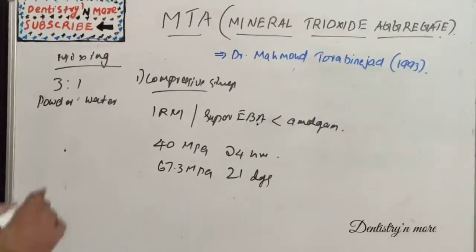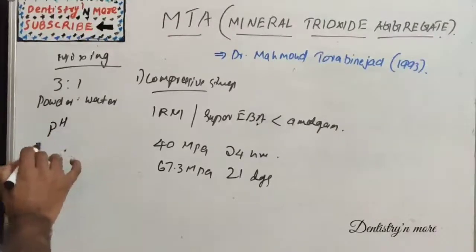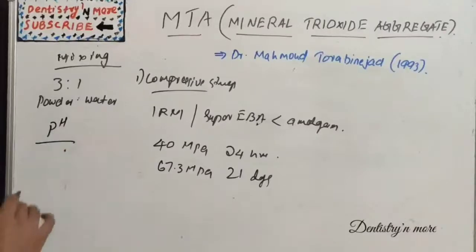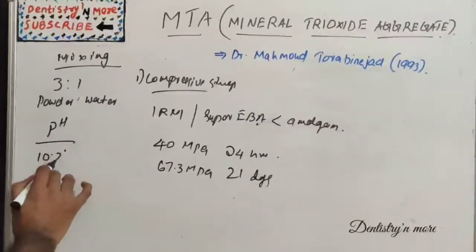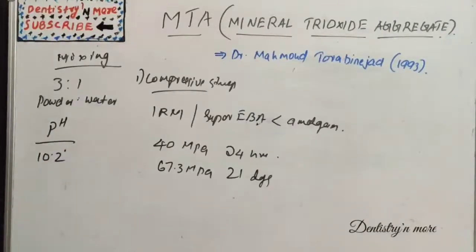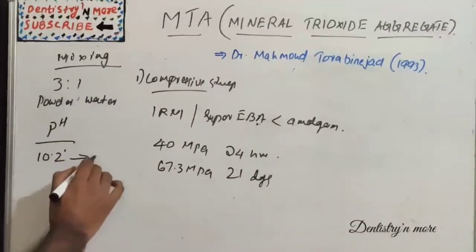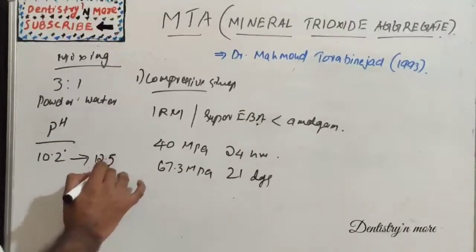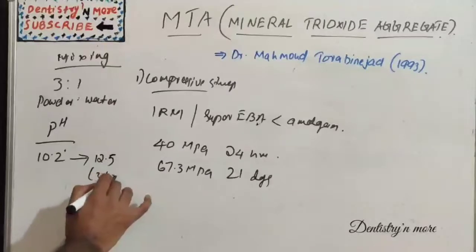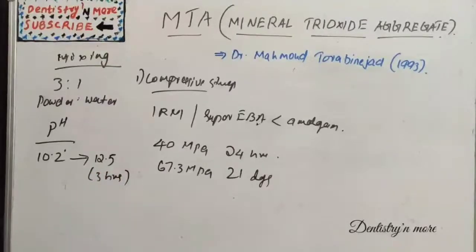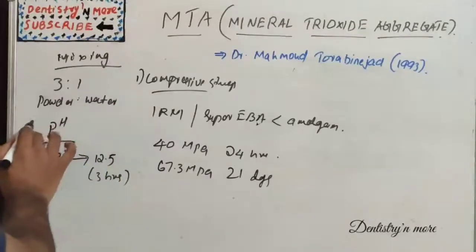Now the second property is pH. The initial pH is 10.2, a very alkaline pH. Again, it goes to 12.5 after 3 hours. That is the second property.